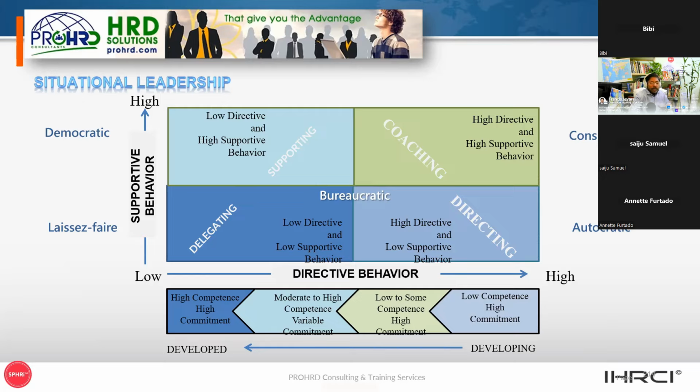Let's move on to the next quadrant, supporting. This leadership approach is most appropriate when the followers have low willingness but have the ability for the task at hand. For example, your kids may be very smart, but they are not doing the homework, right? For them, there is no need to arrange tuitions or anything. But you need to be more supportive, caring, loving; this kind of parenting may help.